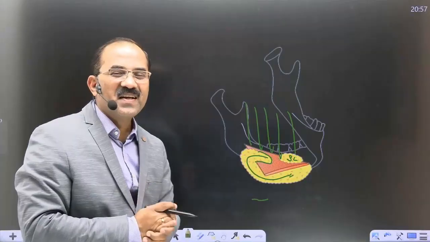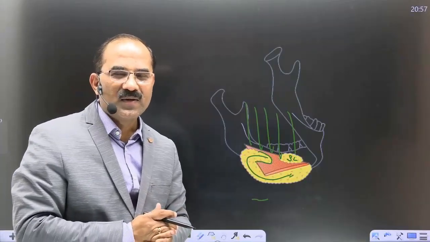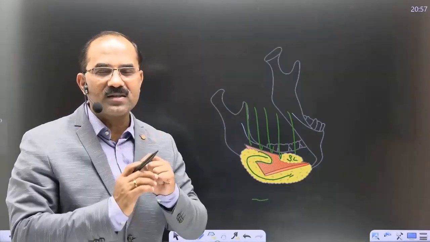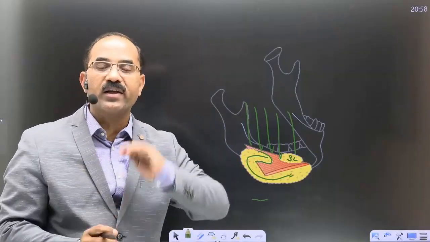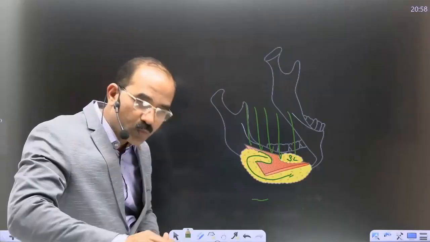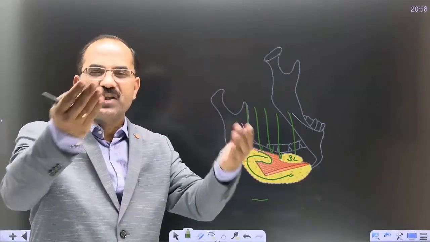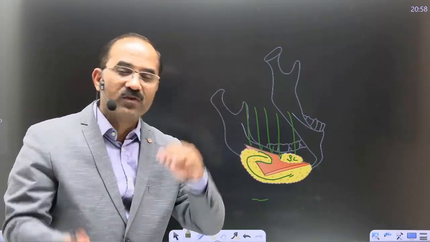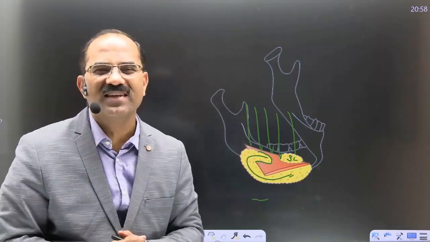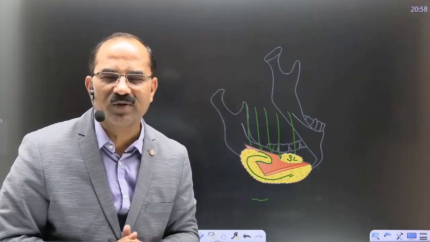So superficial part, deep part is clear. Where is the superficial part located? Where is the deep part located? How does it wind around? How does it become a J-shaped gland? Is this clear? You understood the capsules of the gland, the true and the false capsule covering the gland.